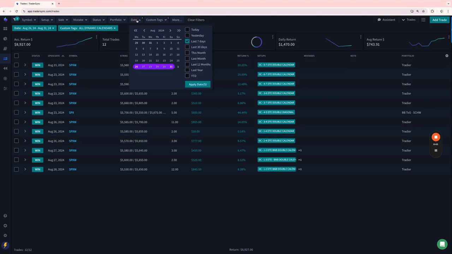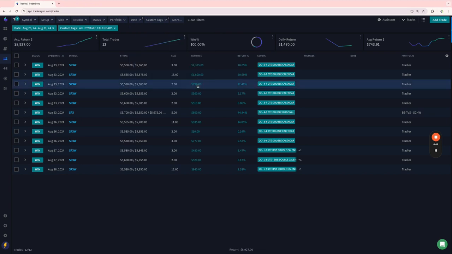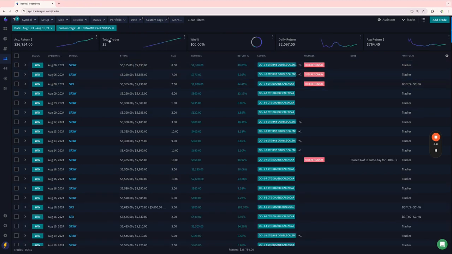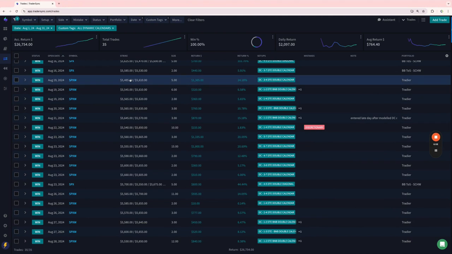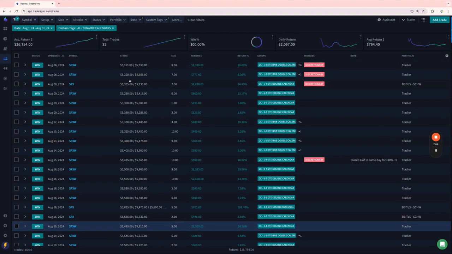In fact, if we just look at the month of August, I had 35 trades and no losers. I had zero losing double calendar trades for the month of August, which I don't remember quite a run like that where I went a full month without one losing trade, but they've been absolutely just crushing it. So we'll see if that continues.